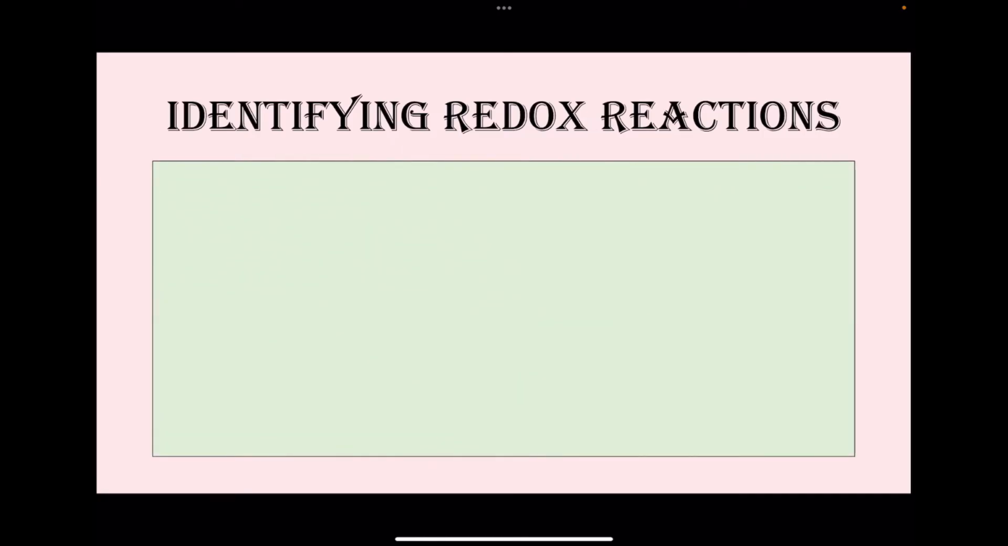So next up, let's talk about how we can identify redox reactions, because sometimes you might be given a set of reactions and you'll be asked which one is a redox reaction.